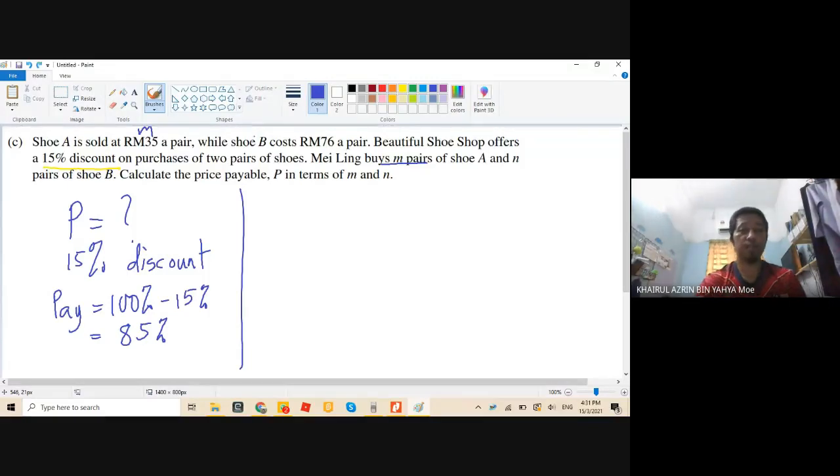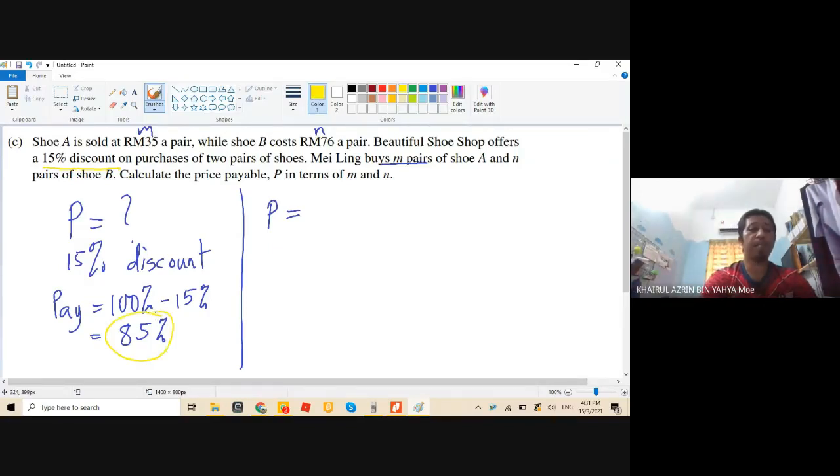76B. Oh, this one is wrong. And this one, N. Okay. 35M, 76N. Okay. So the question 1, P. So we write here P. P equal. Okay. First, we need to pay only 85%.